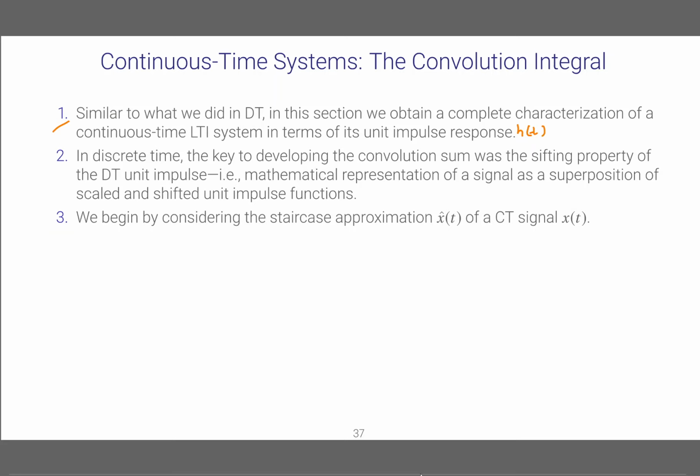In discrete time, the key to developing the convolution sum was the shifting property of the DT unit impulse, that is, the mathematical representation of a signal as a superposition of scaled and shifted unit impulse functions. So we begin by considering the staircase approximation x hat(t) of a CT signal x(t).